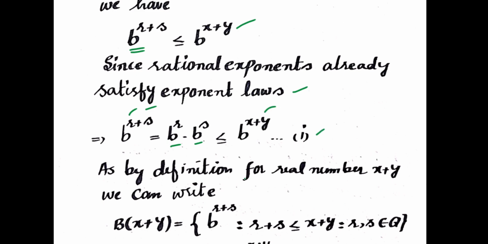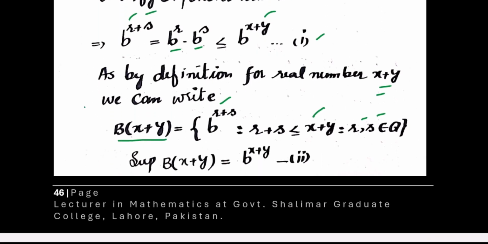By definition, for the real number x plus y, I can write the set b of x plus y as the set of b raised to power r plus s, where r plus s is less than x plus y, and r and s are rational numbers. And by the definition of this set, its supremum is equal to b raised to power x plus y, that is the real number.